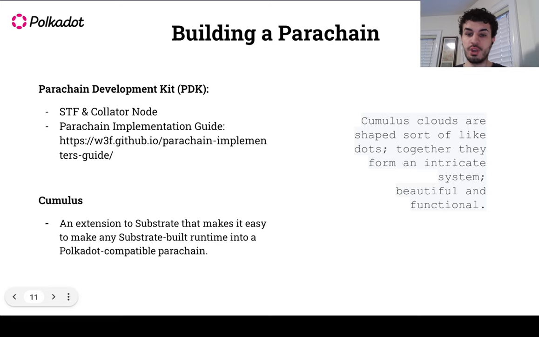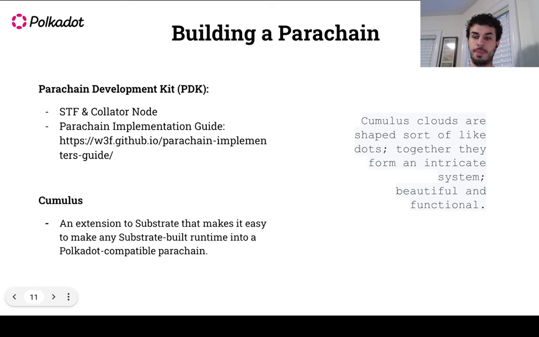So to build a parachain, you can use what's known as a parachain development kit, PDK, which is similar to an SDK, but in this case it's for parachain development. A PDK is really just a set of tools that allows developers to create a parachain. And in practice, it'll consist of two key components. One is a state transition function, because a blockchain is essentially just a state machine.